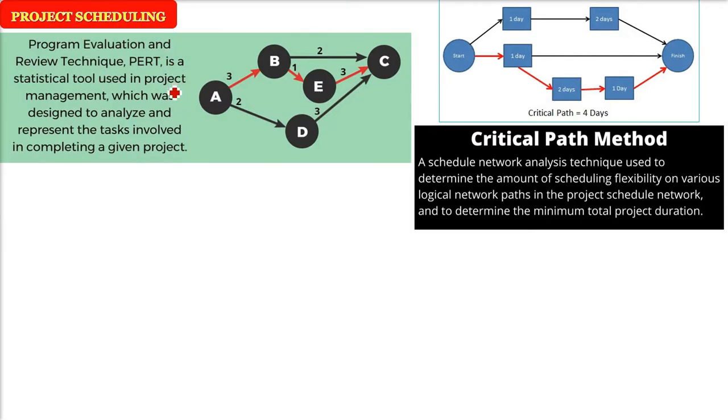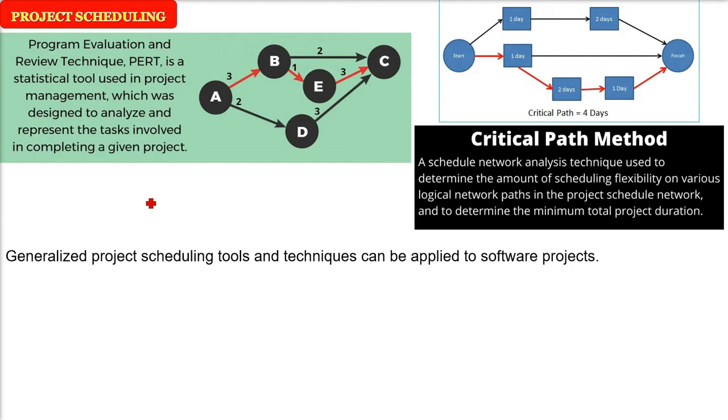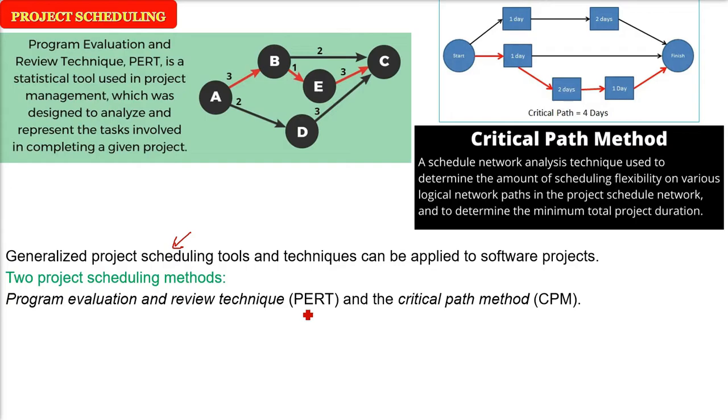Project scheduling. Here we have the PERT, CPM, Gantt, all these. So these are generalized project scheduling tools. These are normally used in project management. So these generalized project scheduling tools and techniques can be employed and applied to software development projects also. So we have 2 project scheduling methods. Gantt is also there, we'll talk about that, but the project scheduling methods, especially PERT, Program Evaluation and Review Technique, and the Critical Path Method, CPM.